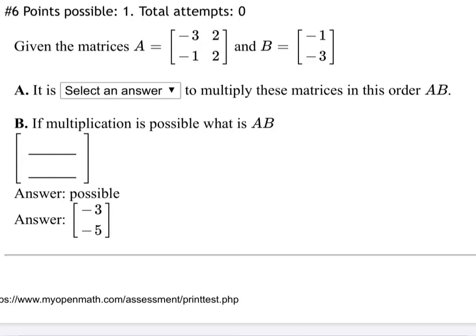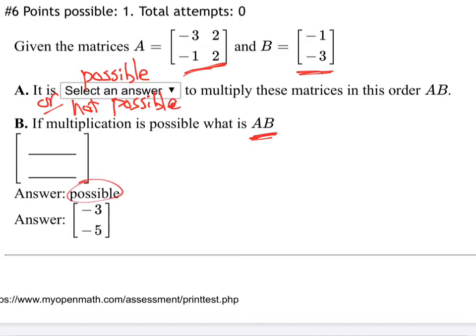Okay, number 6. Now here's where things are going to get interesting. We're multiplying A times B, multiplying this matrix by that matrix. Notice they're different sizes, aren't they? So the first question is, is this possible or is it not possible? That's what that option will let you choose. Is it possible or not possible? Well, it turns out it's possible.